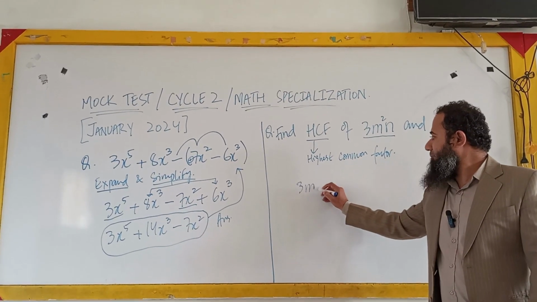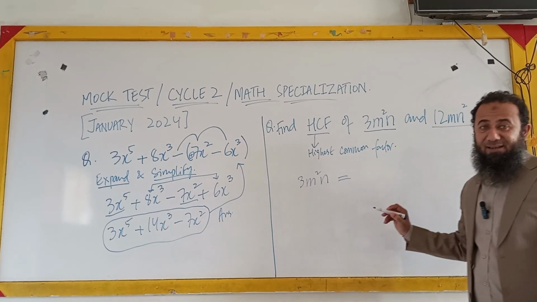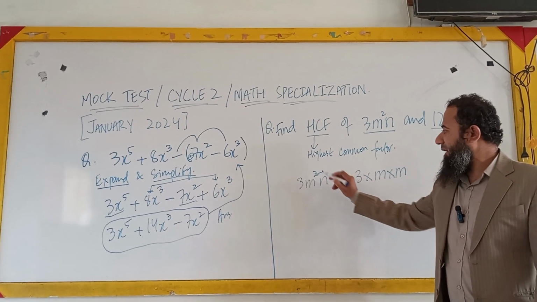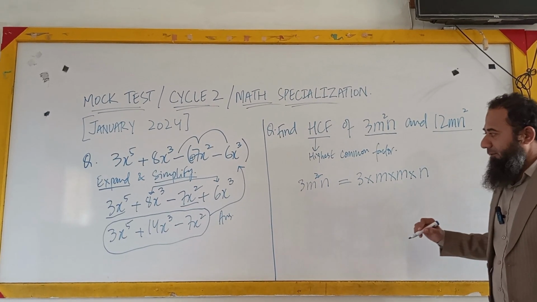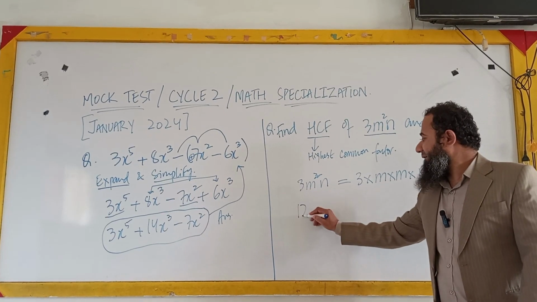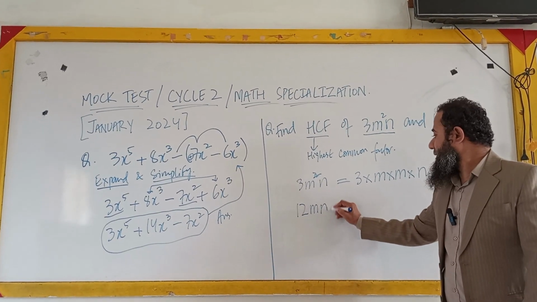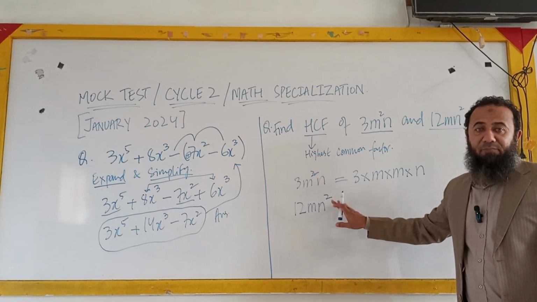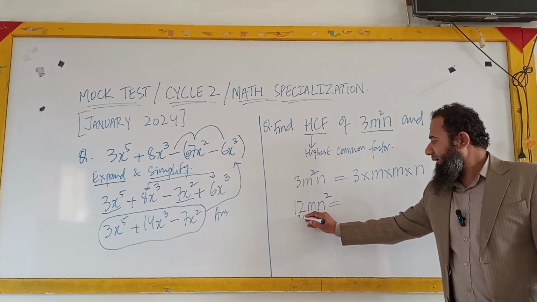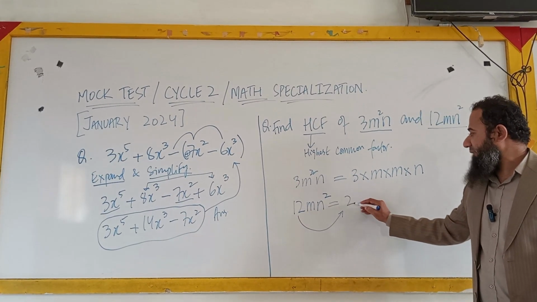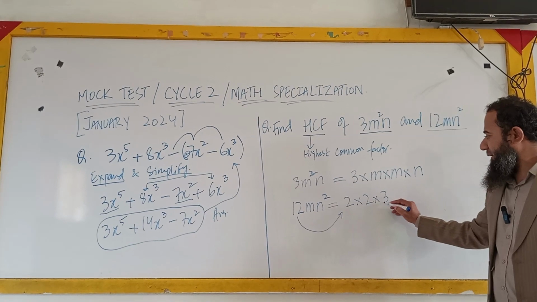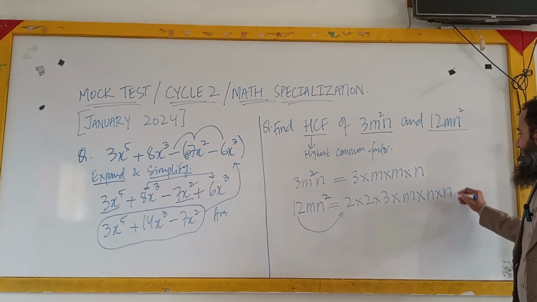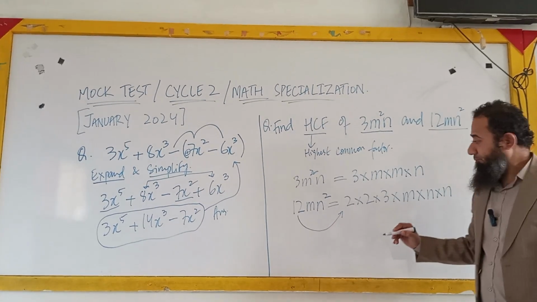So 3m square n can be written as 3 times m times m, because we have m with a power 2, and then we have a single n. Then I will expand 12mn square, which is my second term. I will change this 12 into its factors: 2 times 2 times 3. Then m is the single variable, and we have n twice in this term.